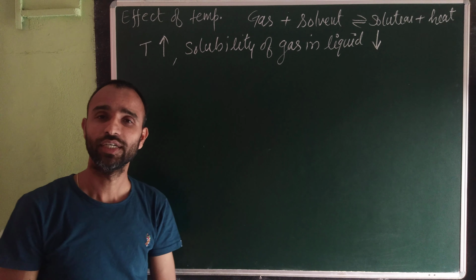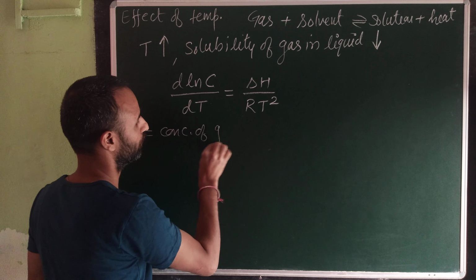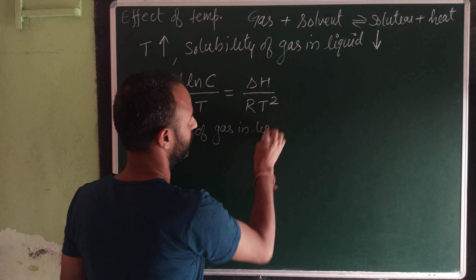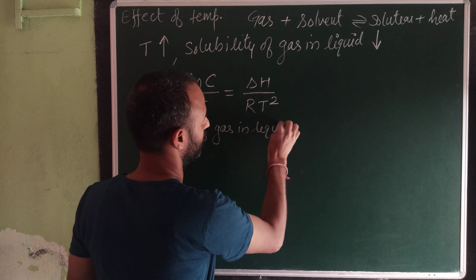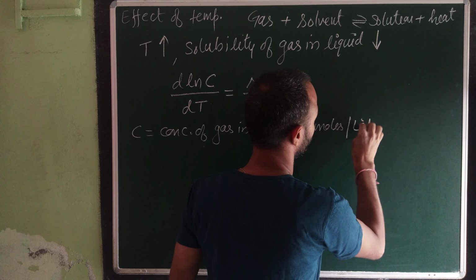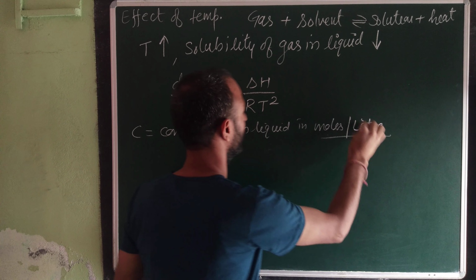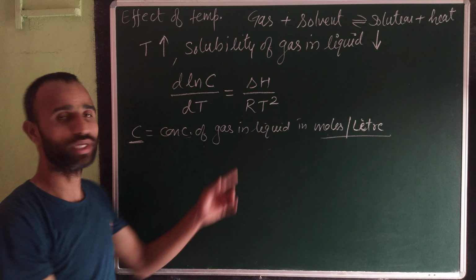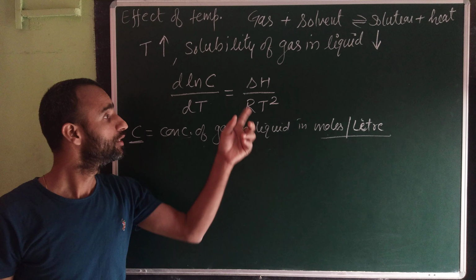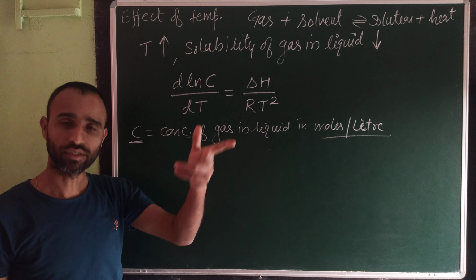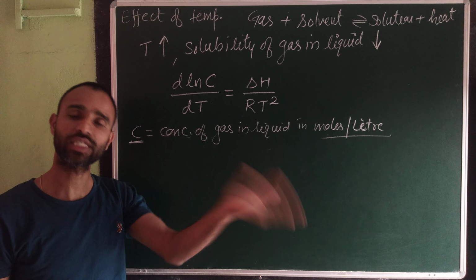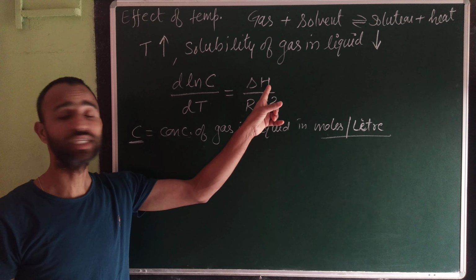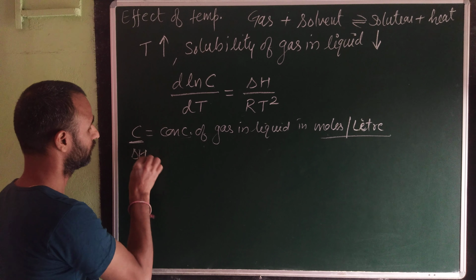Here C is concentration of gas in liquid in moles per liter, means molarity. This is molarity of the gas in liquid. T is temperature in Kelvin, R is gas constant. Now it is called solution constant. It is just like gas constant. And delta H is enthalpy of the solution.